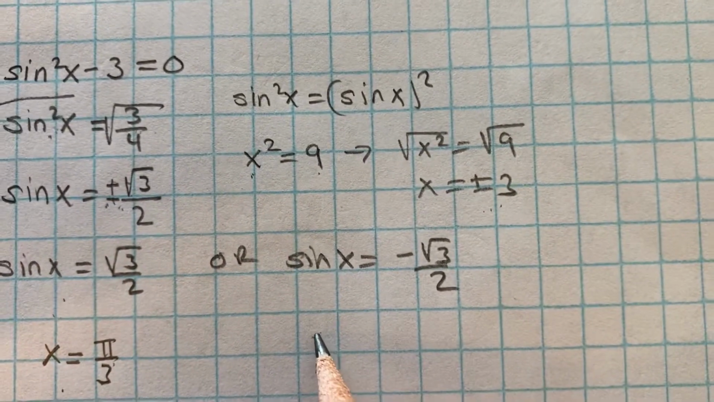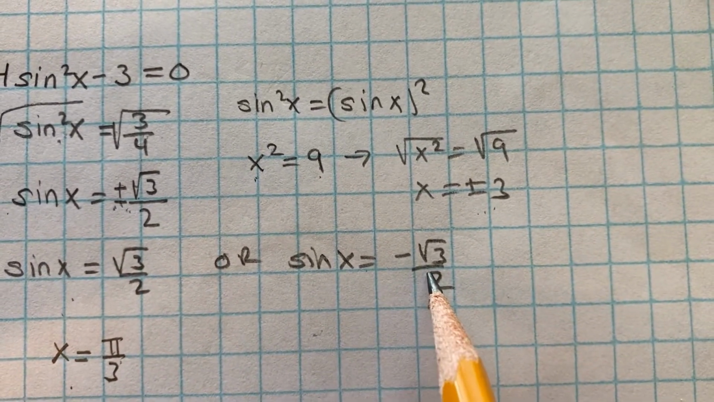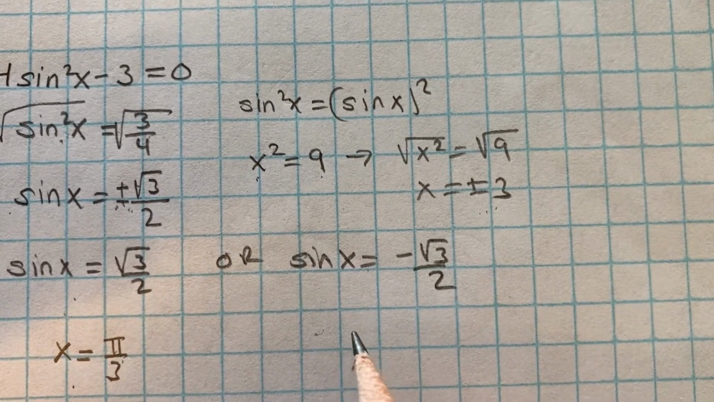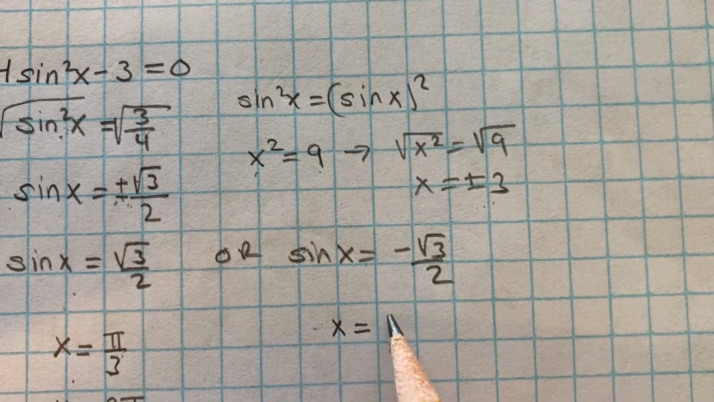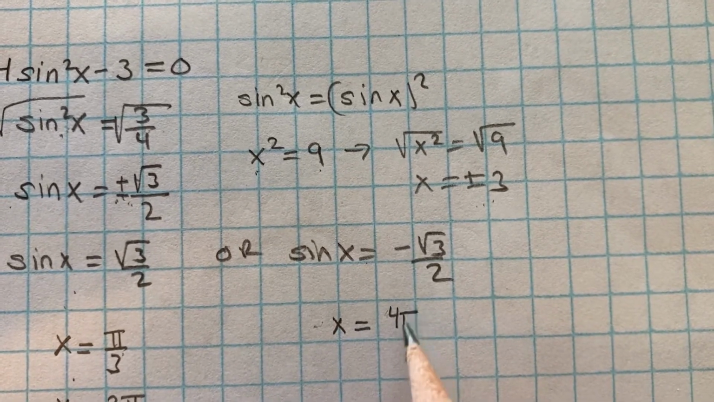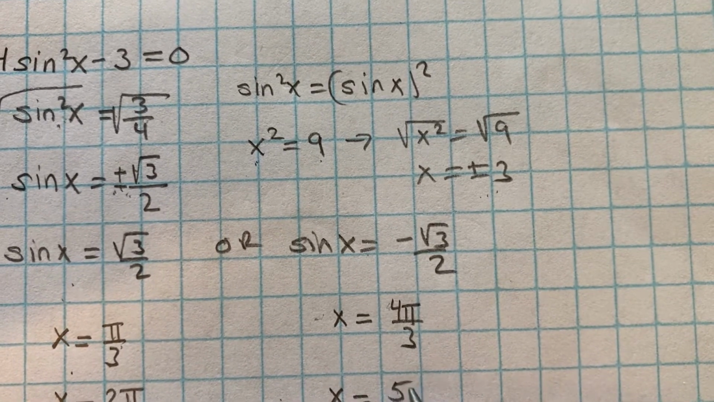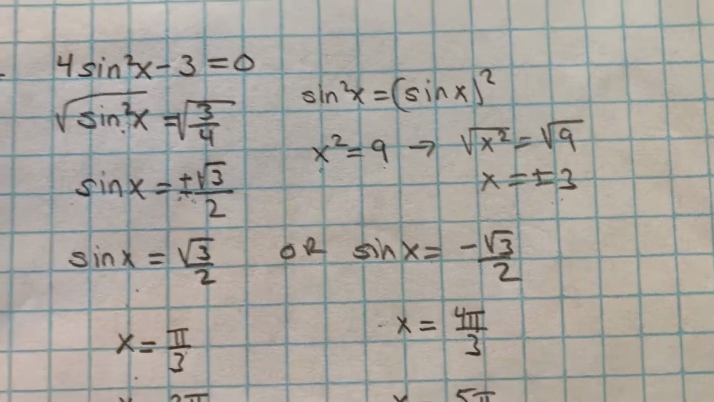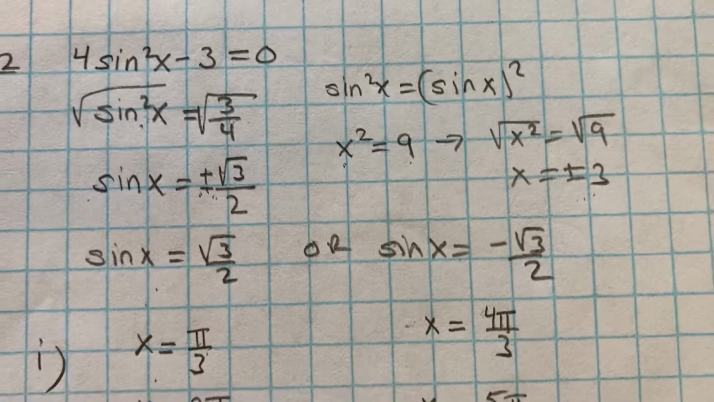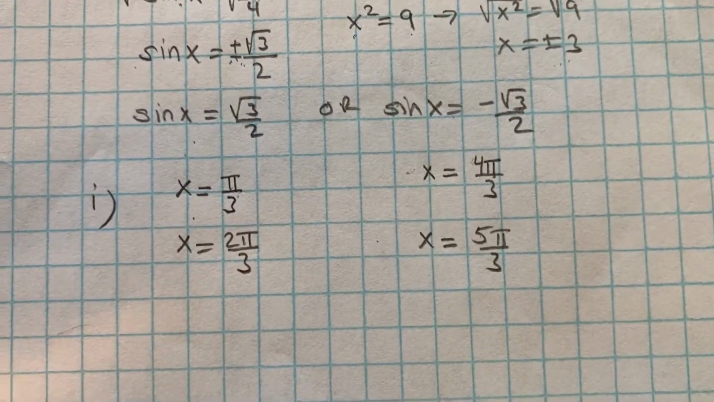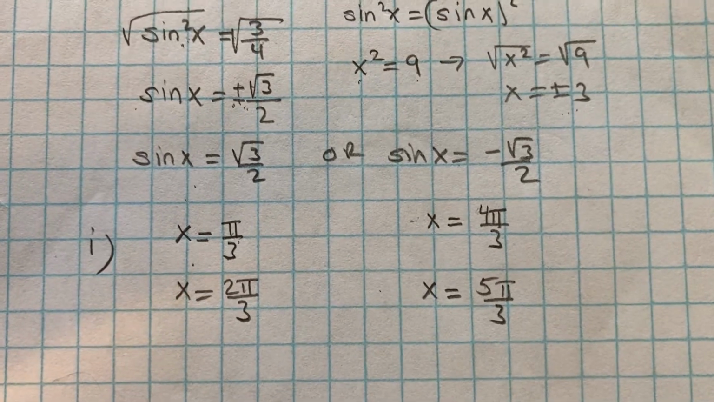Over here, where is sine negative? Sine is negative in quadrants 3 and 4, right? So for quadrant 3, you're going to have x is equal to 4 pi over 3. And for quadrant 4, you're going to have 5 pi over 3. Okay, so these would be your specified solutions on the interval from 0 to 2 pi.